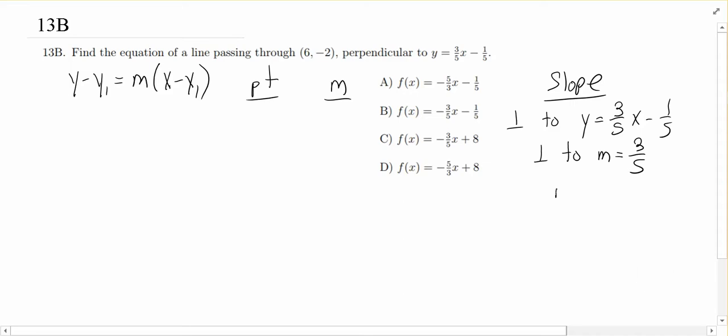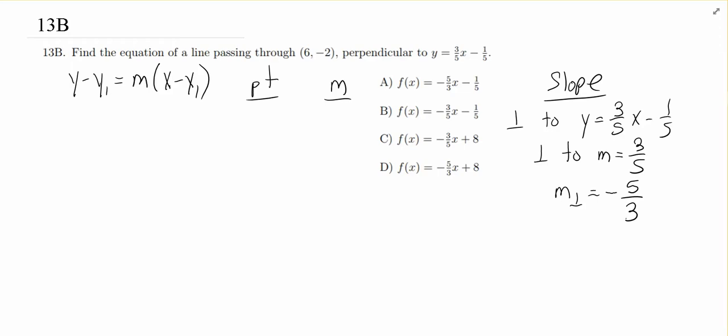The slope that's perpendicular to that, remember that perpendicular slopes are opposites and reciprocals. So we flip it and change the sign. Now, had this asked about parallel, slopes are just the same. So if this asked about being parallel to that line, our slope would be 3/5.